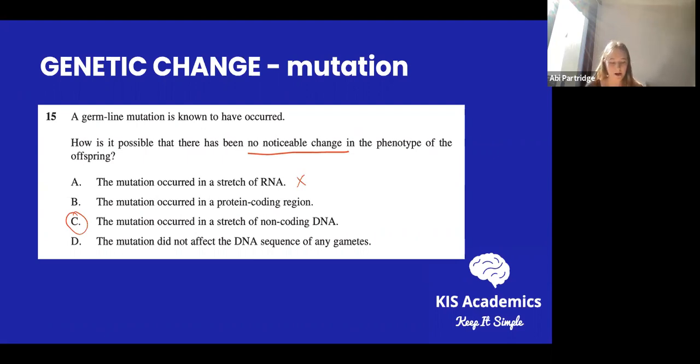And then the last one, it did not affect the DNA sequence of any gametes. This one is possible, but the question is asking about the person itself. Oh, sorry, no, I didn't read the question properly. It's germline mutation. So the definition of a germline mutation is that it is of the gametes. So this one, yeah, it affected the gametes. So this one's wrong because of this idea up here. Yeah, we'll go on to the next question.